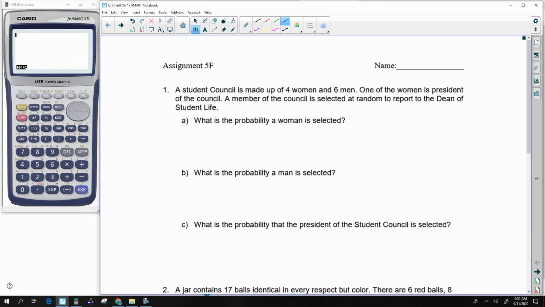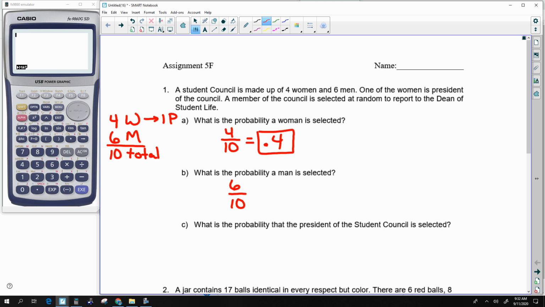Okay, so let's start this thing. Here we go. Student council made a 4-minute... I think this is the exact same worksheet that we did maybe last time. I'm not exactly sure, but again, more practice. One of the women is a president. What is the probability that a woman is selected? Well, there are 4 women out of 10 total. A man is selected, that's 6 out of 10. What's the probability that the president is selected? That's 1 out of 10.